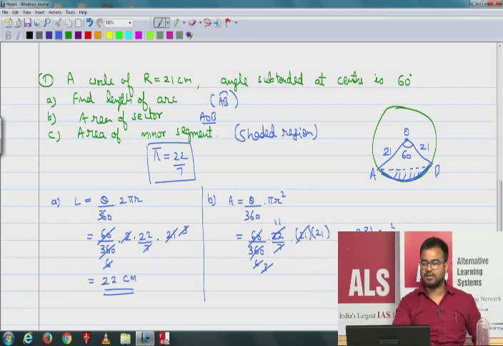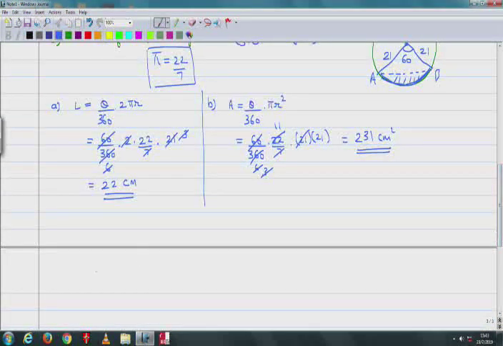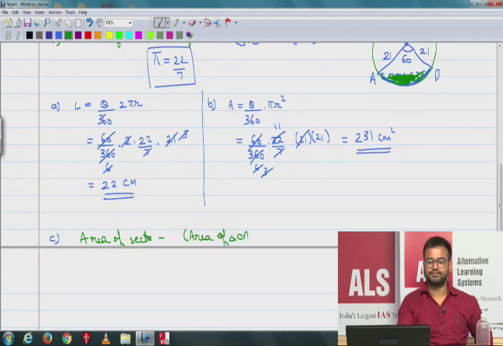And now the third point, which is called the area of minor segment. So area of minor segment in this case is this shaded region. Now how can we get this area of the minor segment? From the complete sector, if we eliminate the area of the triangle OAB, we can get the area of the segment. So it will be area of sector minus area of triangle OAB.